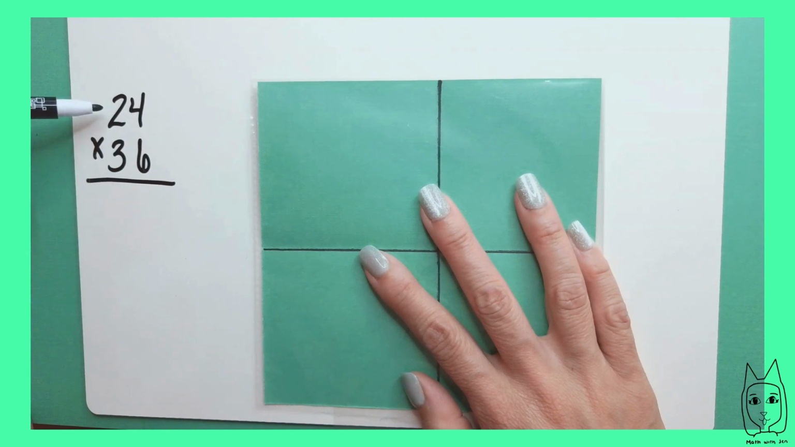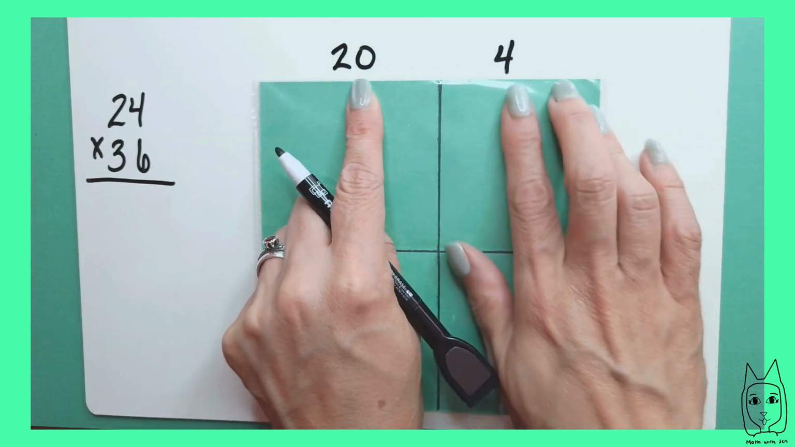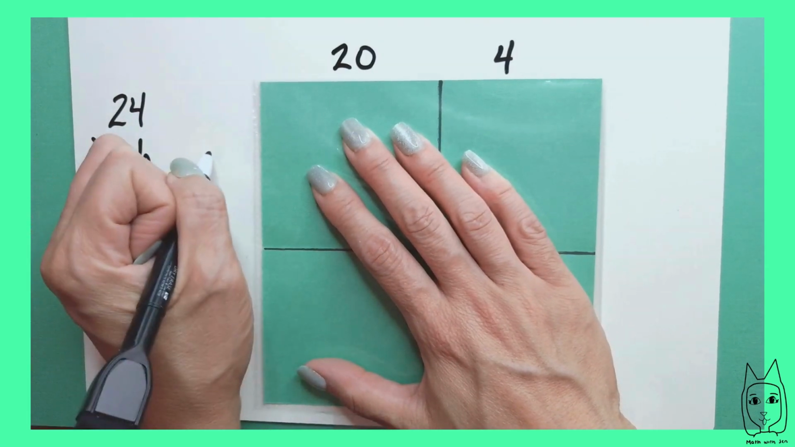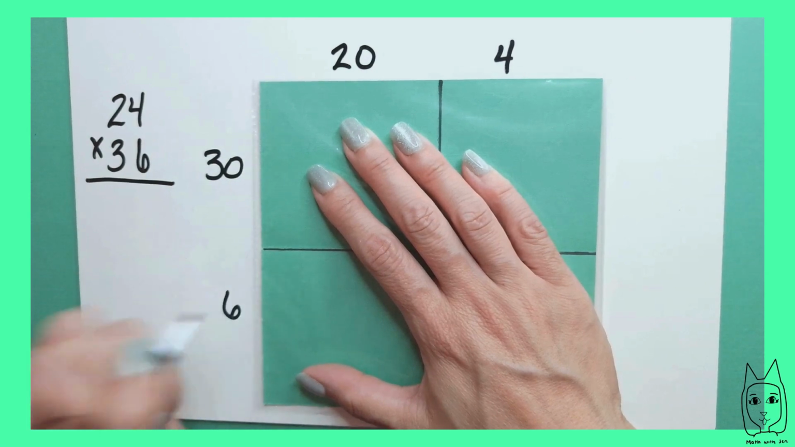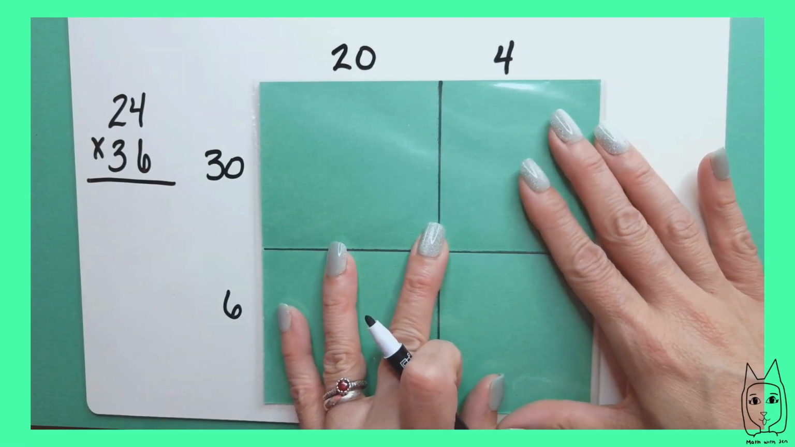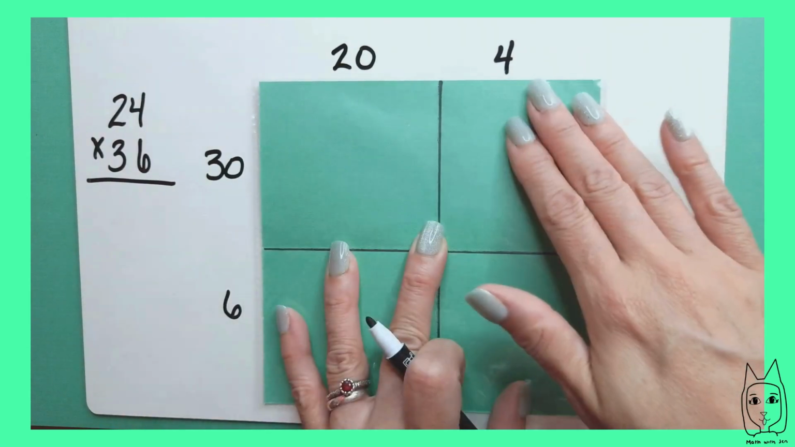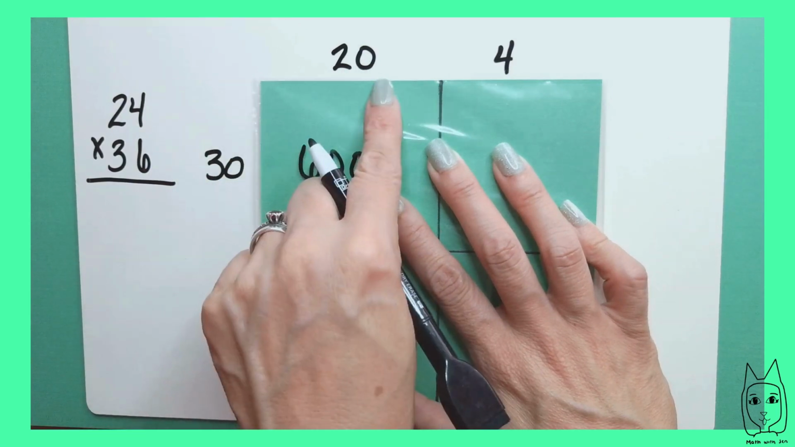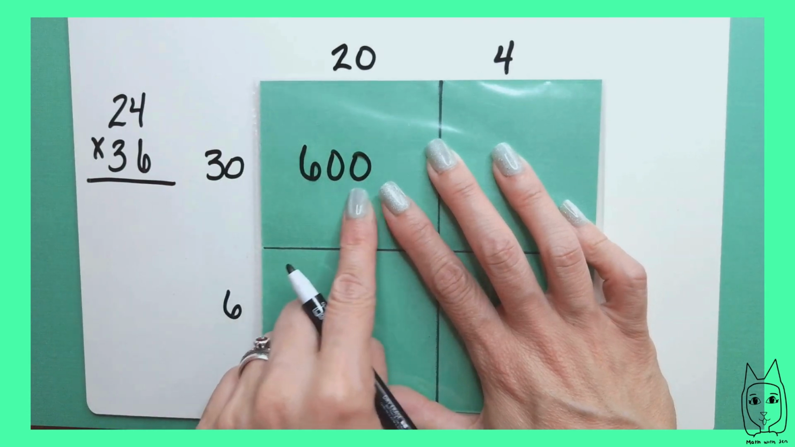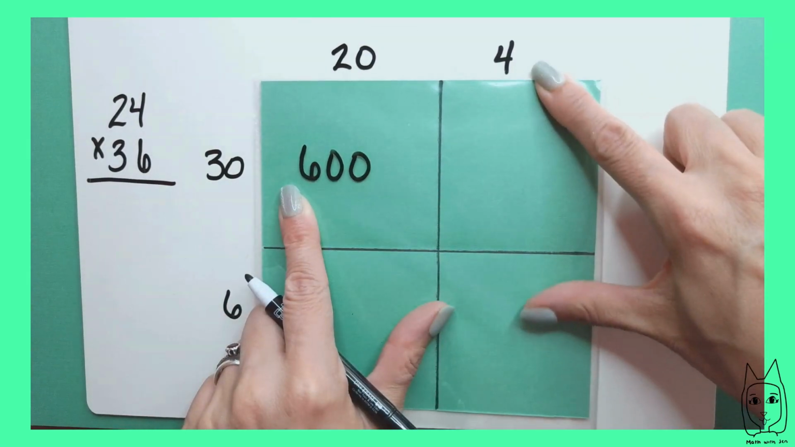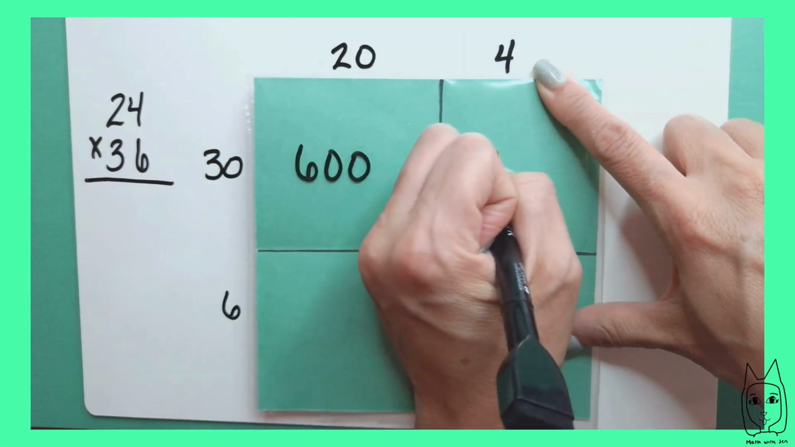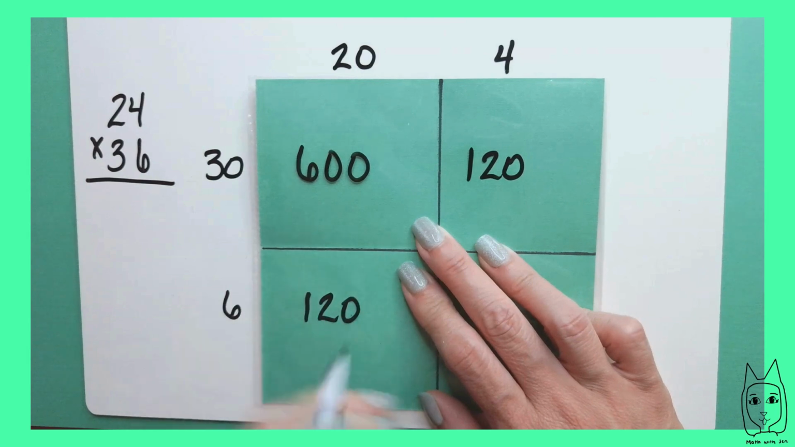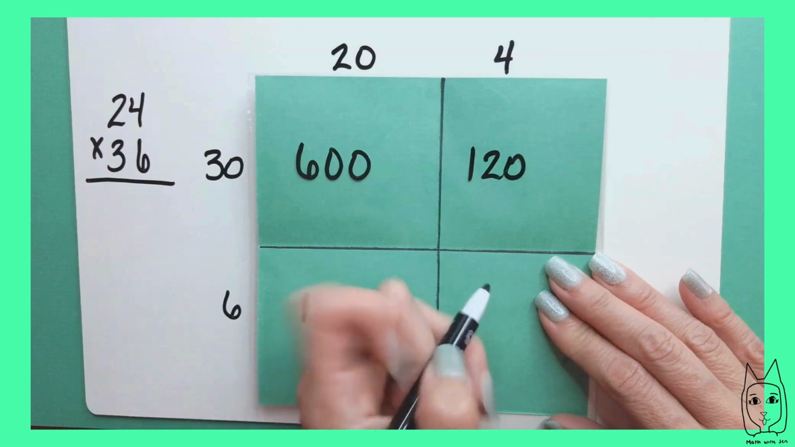For 24, the 2 is representing 20 and the 4 is representing 4 ones. On this side of the area model, we're going to break up the 36 into 30 and 6. That is going to help you multiply using the partial products. 30 times 20 is 600. 30 times 4 gives us 120. 6 times 20 gives us 120. And then 6 times 4 gives us 24.